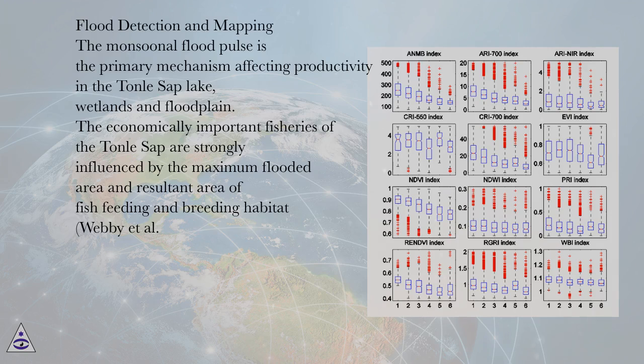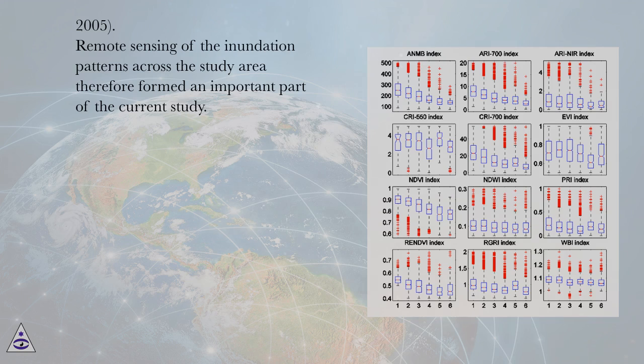Flood detection and mapping. The monsoonal flood pulse is the primary mechanism affecting productivity in the Tonle Sap Lake, wetlands and floodplain. The economically important fisheries of the Tonle Sap are strongly influenced by the maximum flooded area and resultant area of fish feeding and breeding habitat, Webby et al. 2005. Remote sensing of the inundation patterns across the study area therefore formed an important part of the current study.